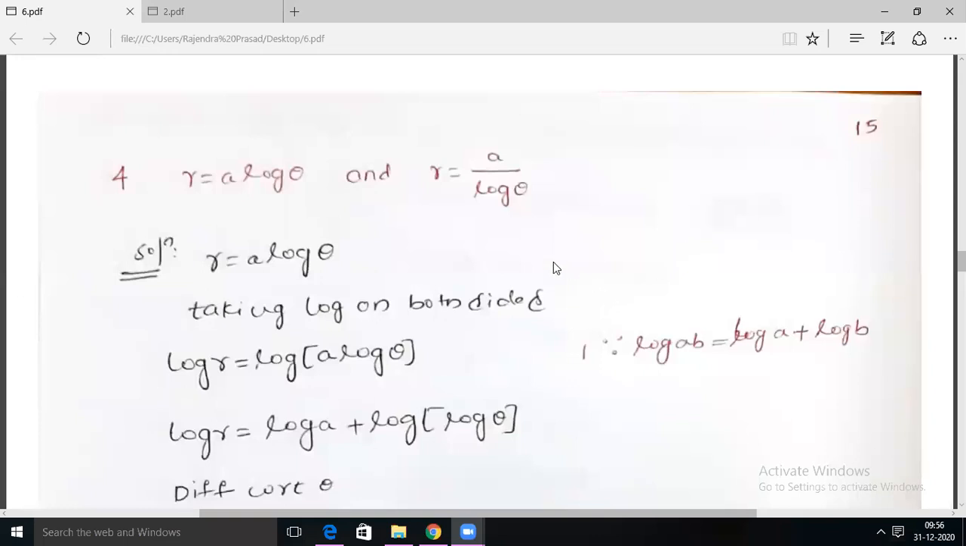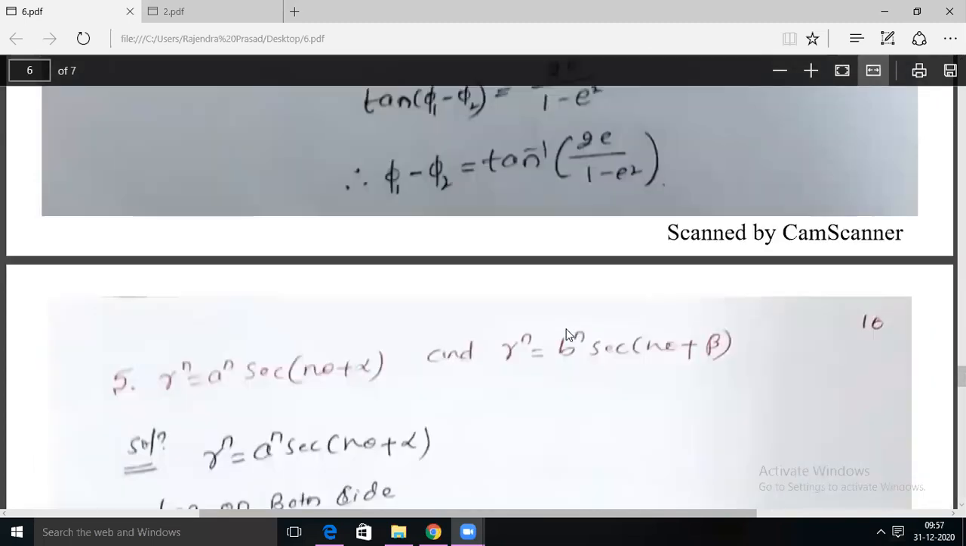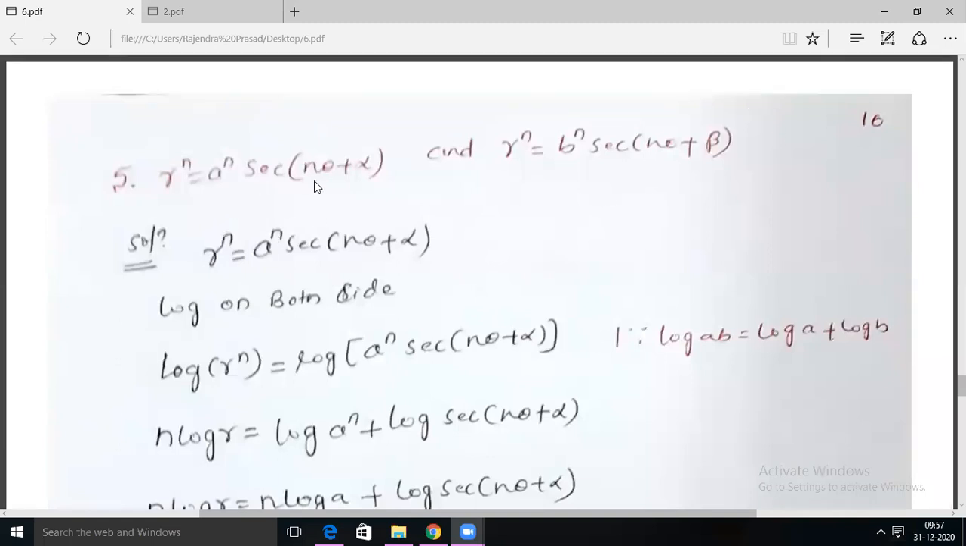So next we shall move on to the last problem, problem number 5. r^n = a^n sec(nθ + α) and r^n = b^n sec(nθ + β). We have to find the angle of intersection between these two polar curves.